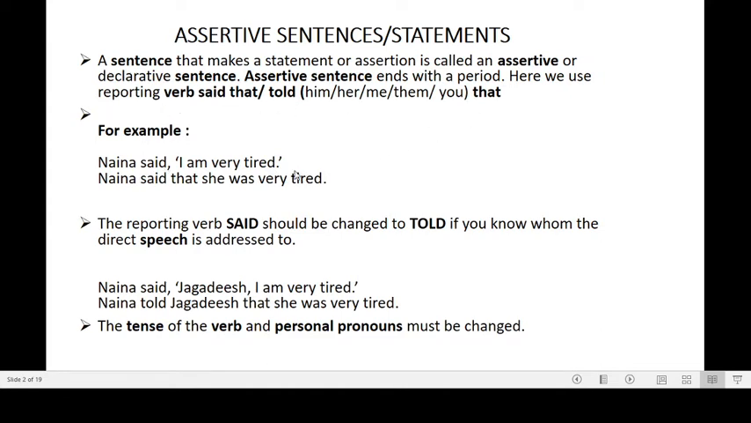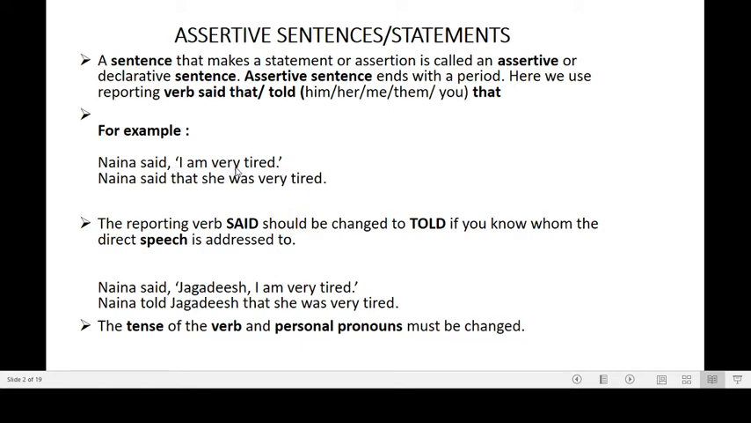So you have to look at the sentence which is in direct speech, and you have to identify the type of sentence. If the sentence is an assertive sentence, or if the sentence is a statement, you have to use the reporting verb said that or told that. Here let's look at the example. Naina said, I am very tired. See, I am very tired is a statement. It is ending with a period.